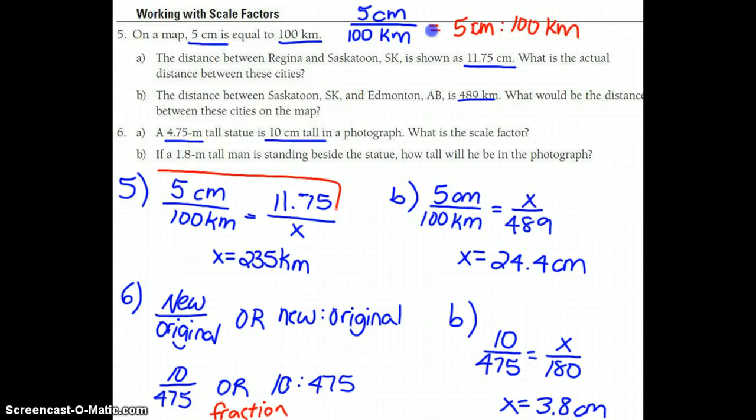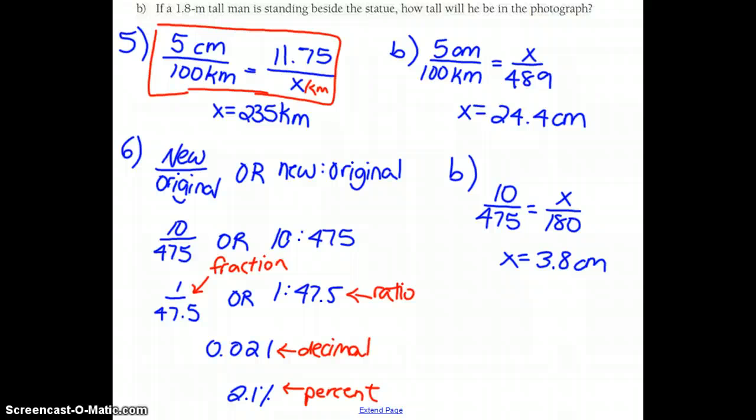So we can always set this up just as a proportion. So 5 over 100 is the one known side of the proportion. And on the other side, we're looking for kilometers. So we know that our x has to be on the bottom. Then you can go ahead and cross multiply. Give this a try. Note that when you're finding scale factor, it's always new over original or new as a ratio to original. If it's a fraction, these fractions can be reduced, rewritten as a ratio, or as a decimal, or as a percentage.